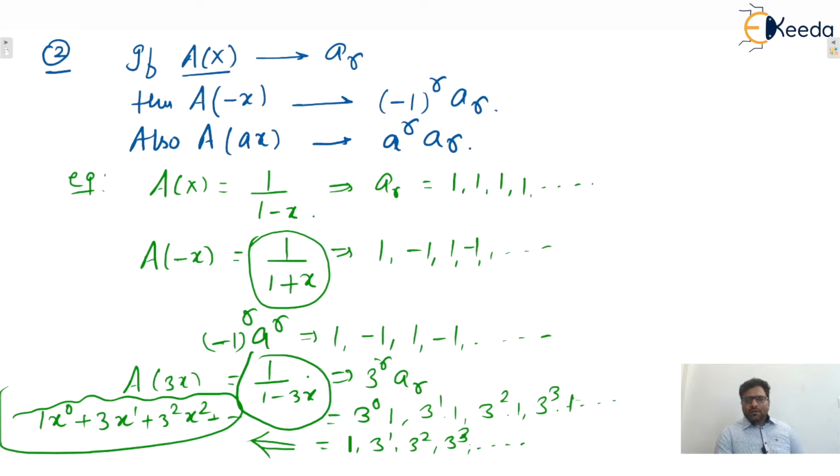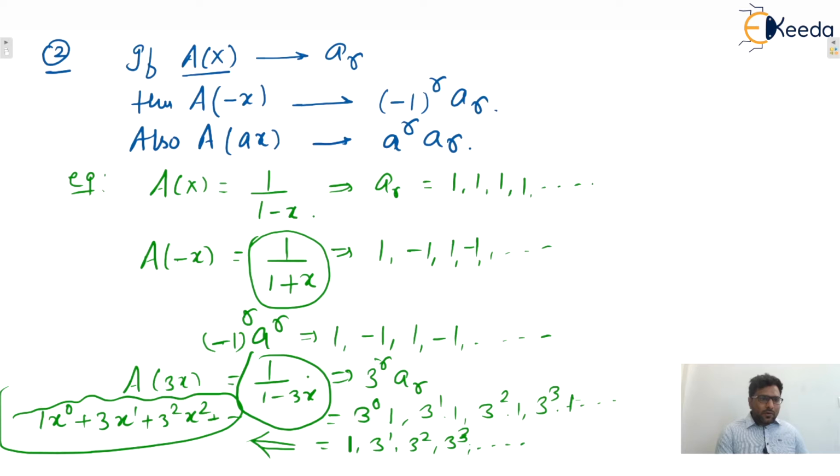So nothing, the generating function is simple. If any sequence is given to you, then multiply the first term with x power 0, the second term with x power 1, and so on, and add all the terms. That will be the generating function. Simplify that particular series, then that will be the closed form of the generating function, nothing else.